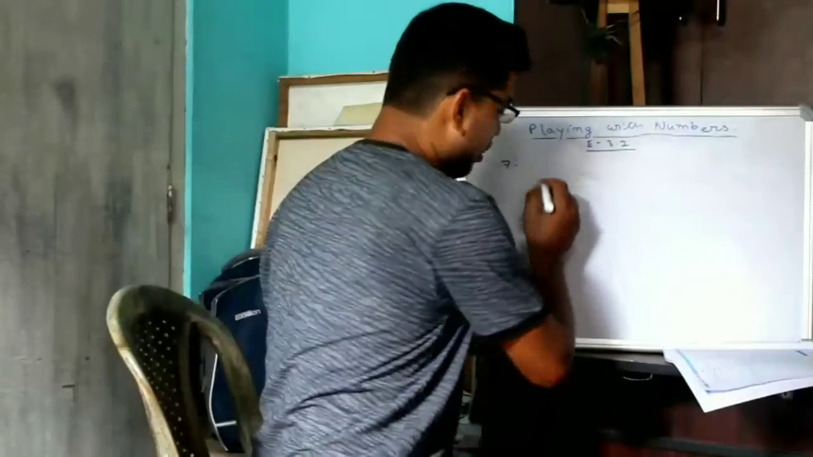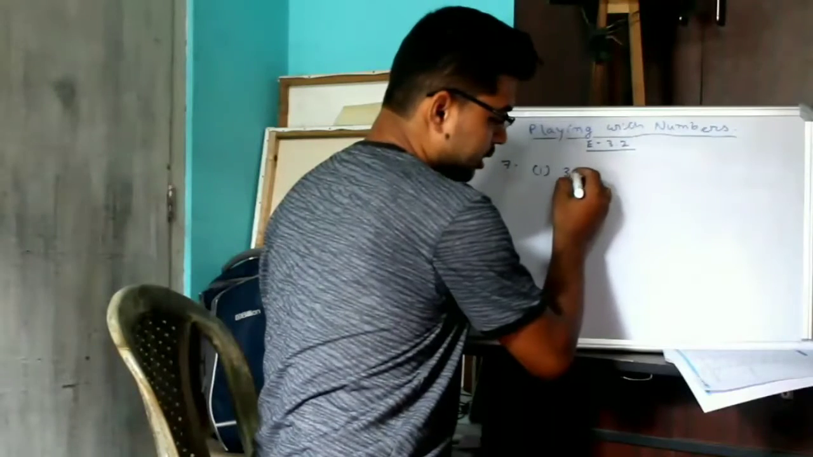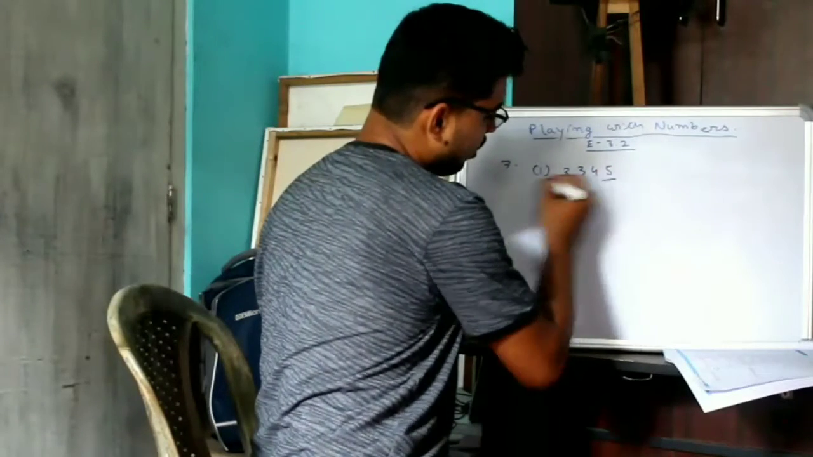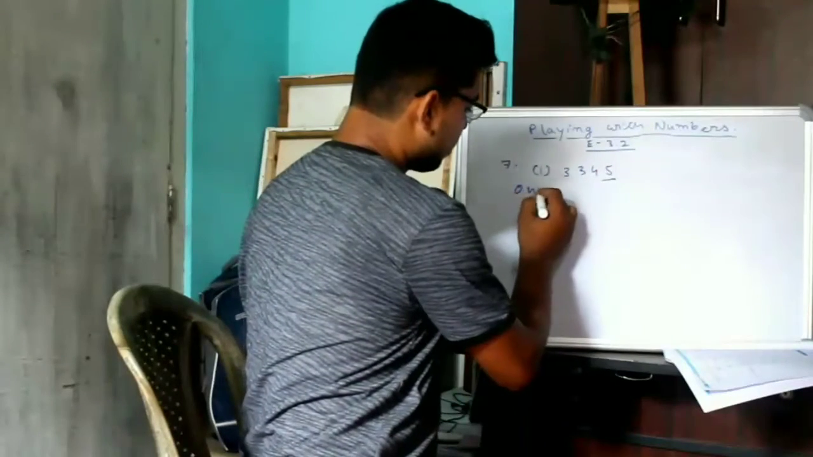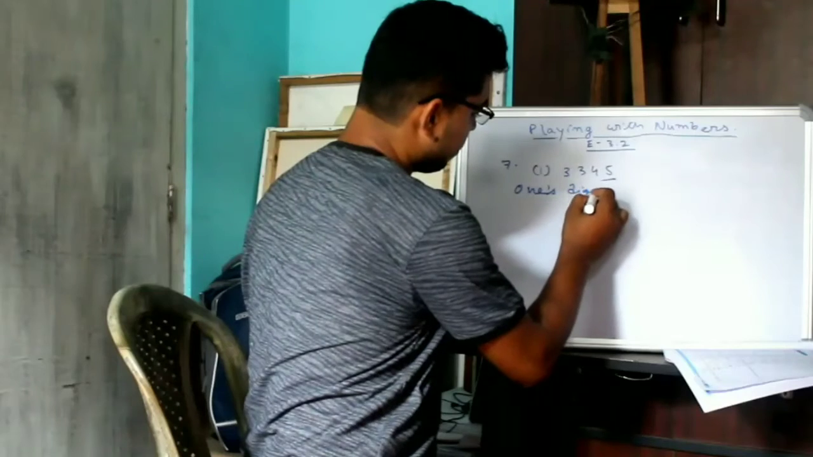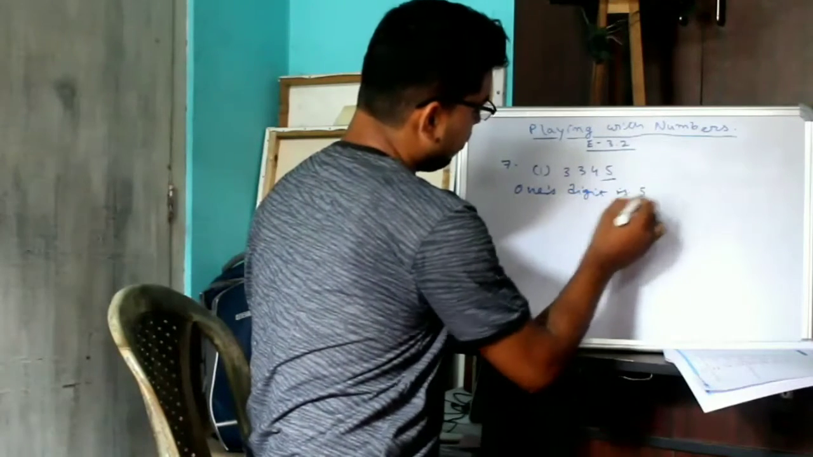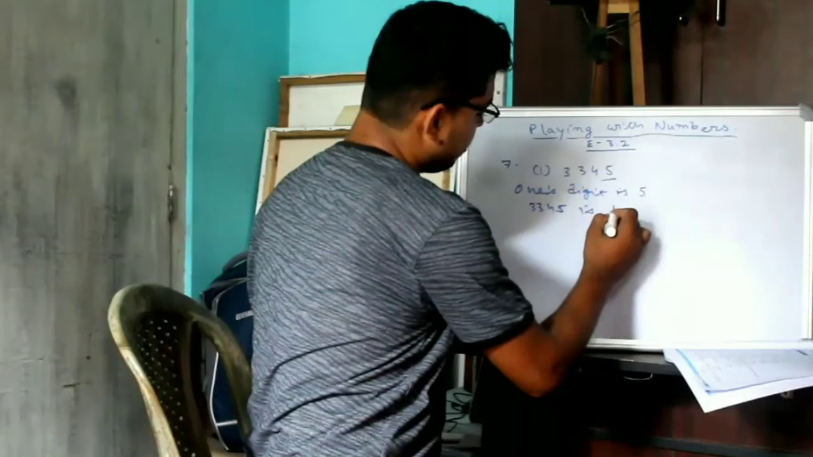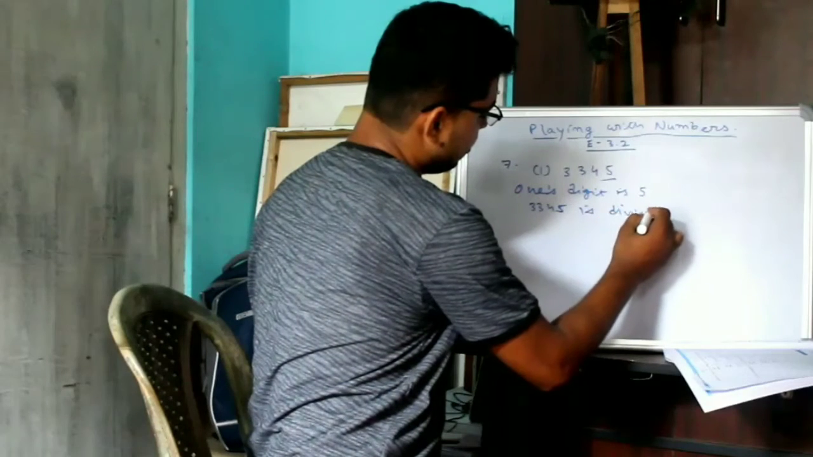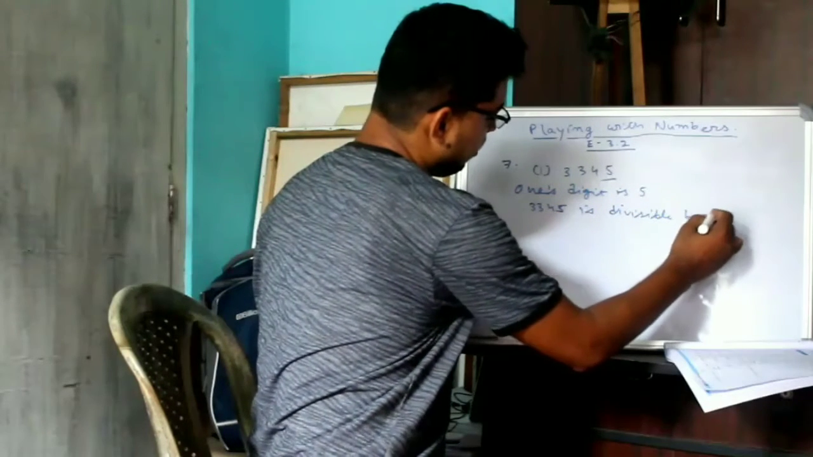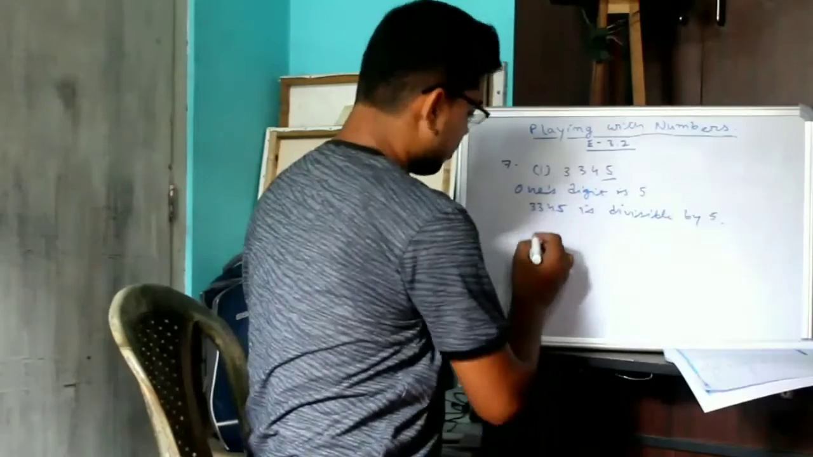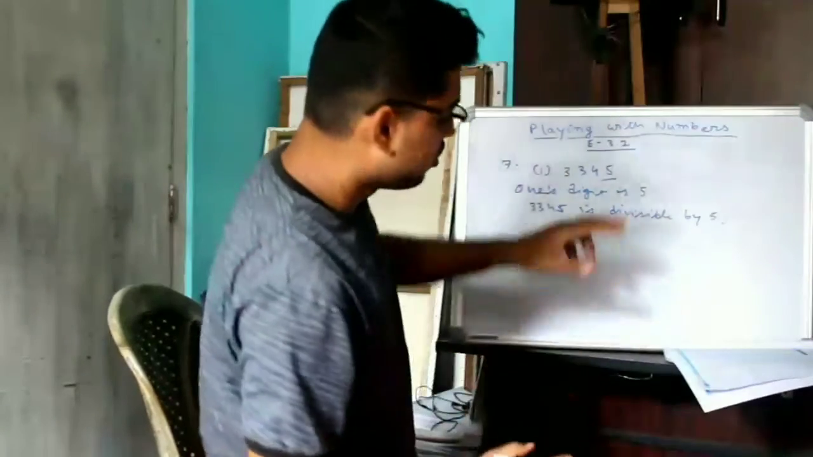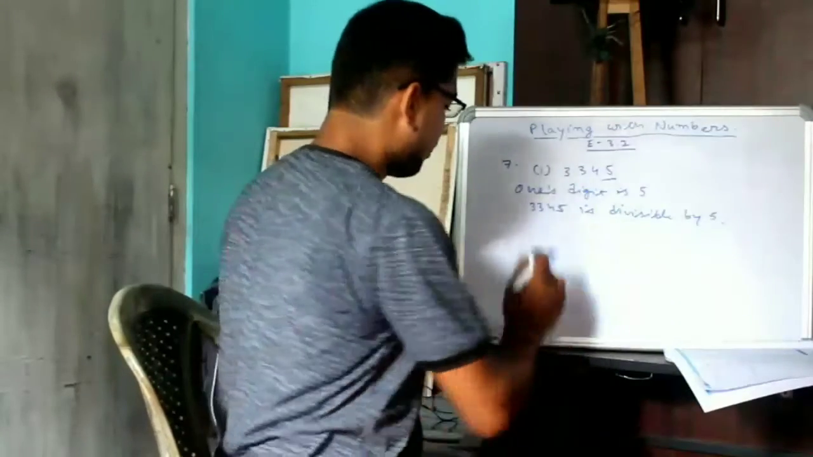Number 1: 3345. See, the ones digit is 5. So 3345 is divisible by 5. Not by 10, because here the digit is only 5.